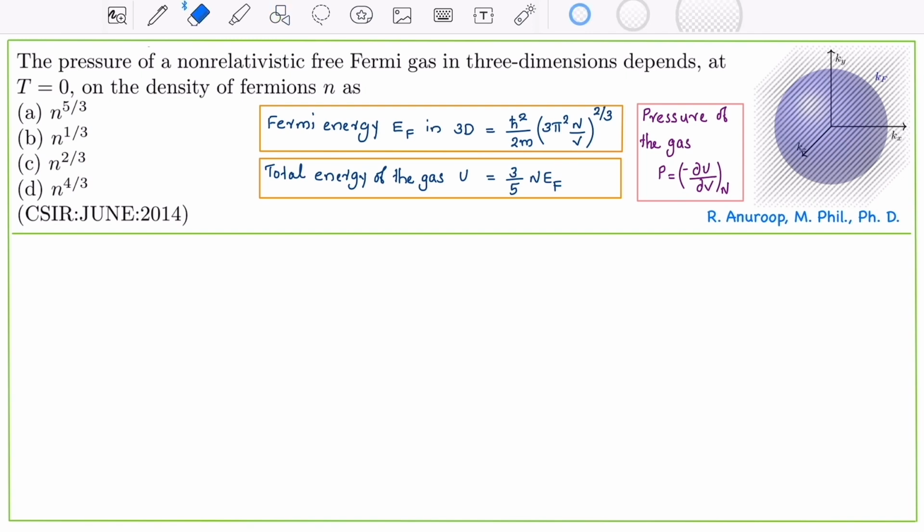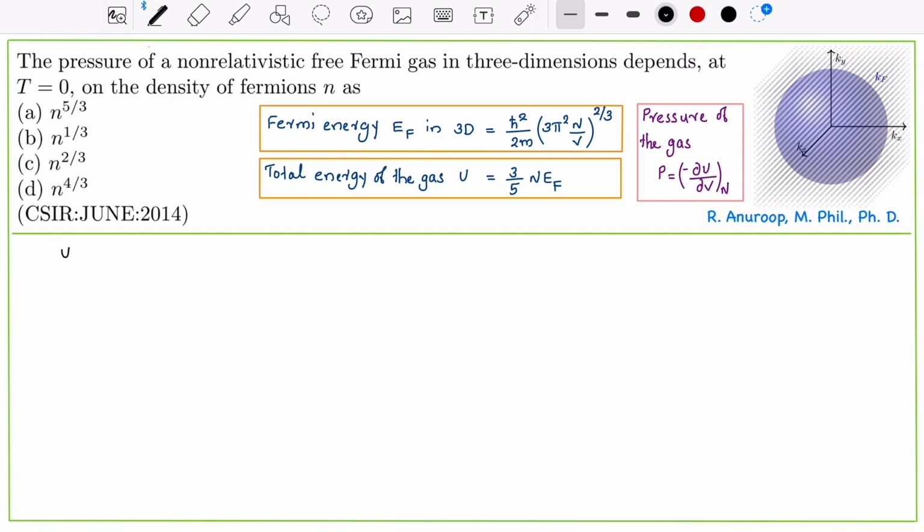We have in 3D, the Fermi energy EF is given by ħ² by 2m (3π² N by V) raised to 2 by 3, and the total energy U is equal to 3 by 5 N EF, and the pressure of the gas P is equal to minus ∂U by ∂V at constant N.